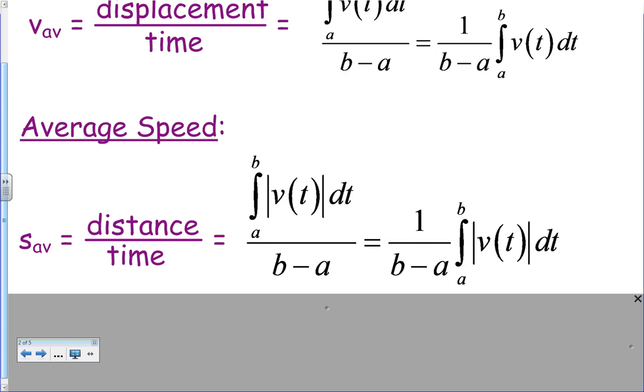And again, sometimes we rewrite that and pull the B minus A out front and write it as 1 over B minus A times the definite integral from A to B of the absolute value of velocity with respect to time. So again, to find your average speed, you integrate your speed function, which speed is the absolute value of velocity, and you divide by the interval from A to B. So it's integral divided by interval. So again, to find the average velocity, you integrate velocity. To find average speed, you integrate speed, that same function.